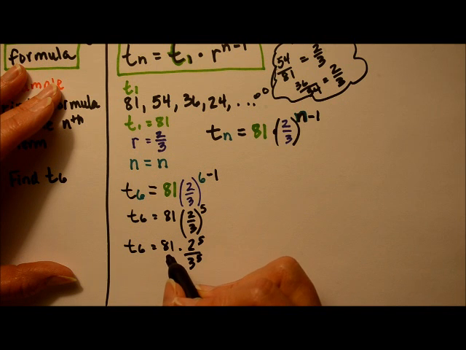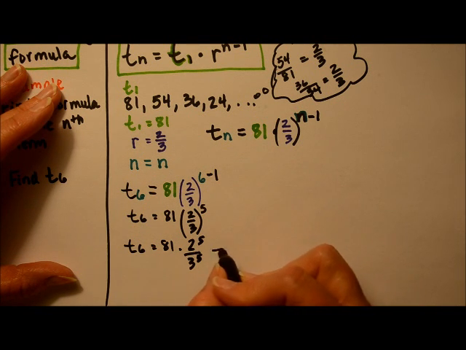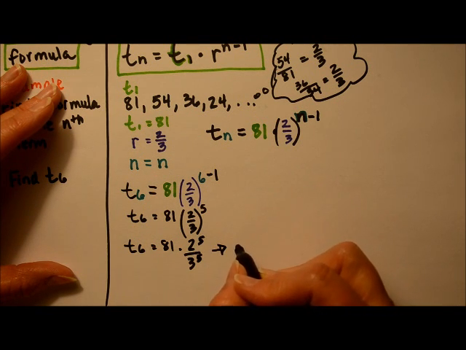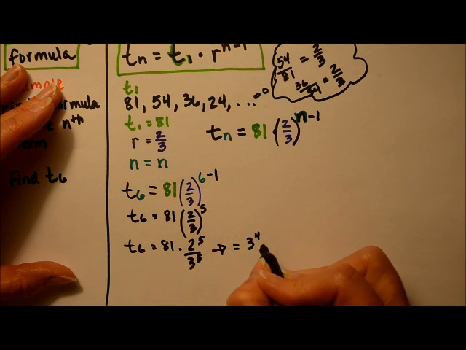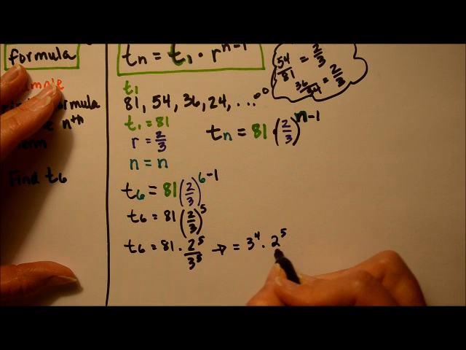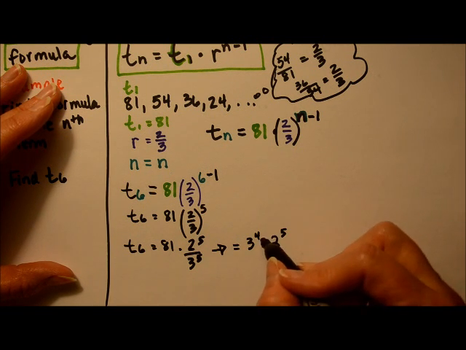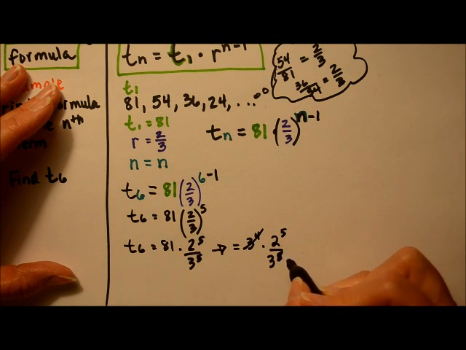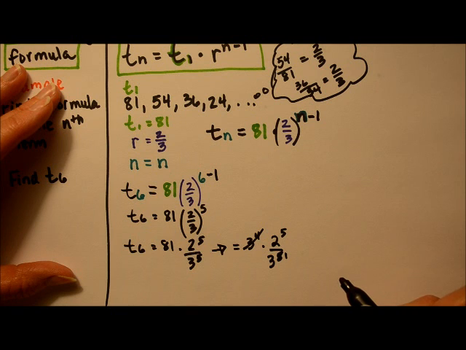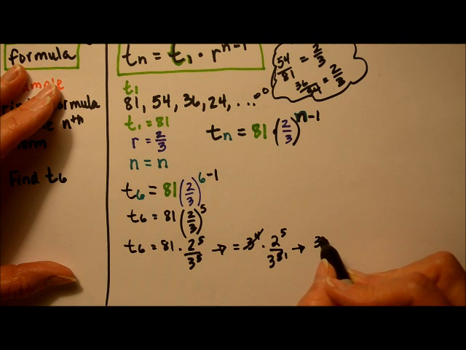But 81 is 3 to the 4th, right? Three to the 4th times 2 to the 5th all over 3 to the 5th. Well, if I have 4 3's up here and 5 3's down here, I'm going to wipe those out, and that's going to go to 1. All of a sudden now I have 2 to the 5th over 3. 2 to the 5th I know is 32. And I just have a 3 on the bottom.